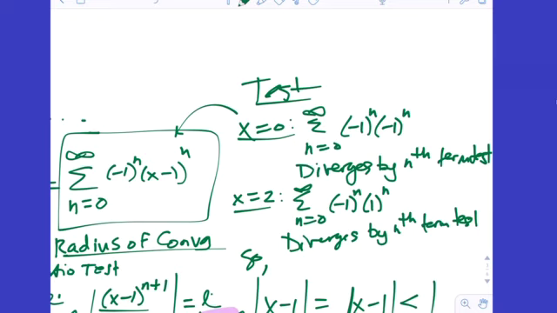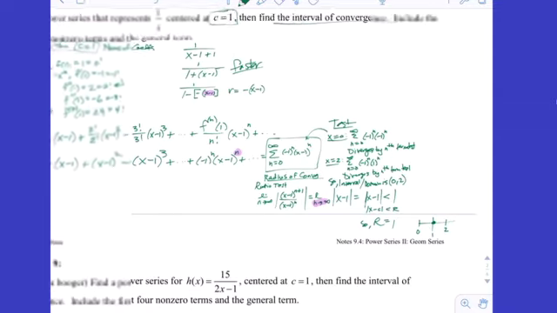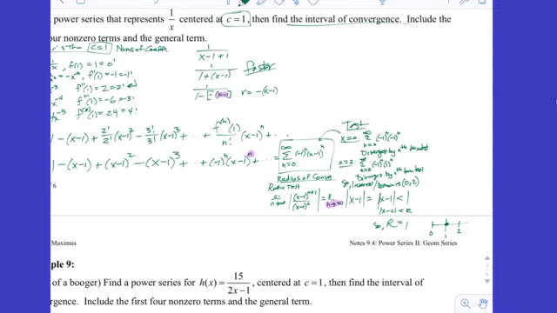And so, now if it asks you for the interval of convergence or the domain, it is the open interval from 0 to 2. The open interval from 0 to 2.